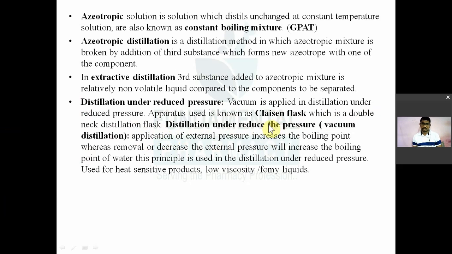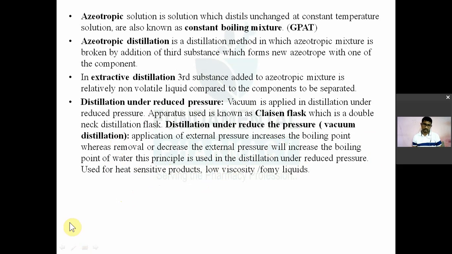So distillation under reduced pressure is also known as vacuum distillation. Application of external pressure will increase the boiling point, whereas the removal of external pressure will decrease the boiling point. Okay, so that is the principle utilized in the distillation under reduced pressure. तो यहाँ पे वैक्यूम लगाएंगे तो जो मिक्सचर का बॉइलिंग पॉइंट है वो कम होगा, okay? और वो जल्दी वेपराइज हो जाएगा.